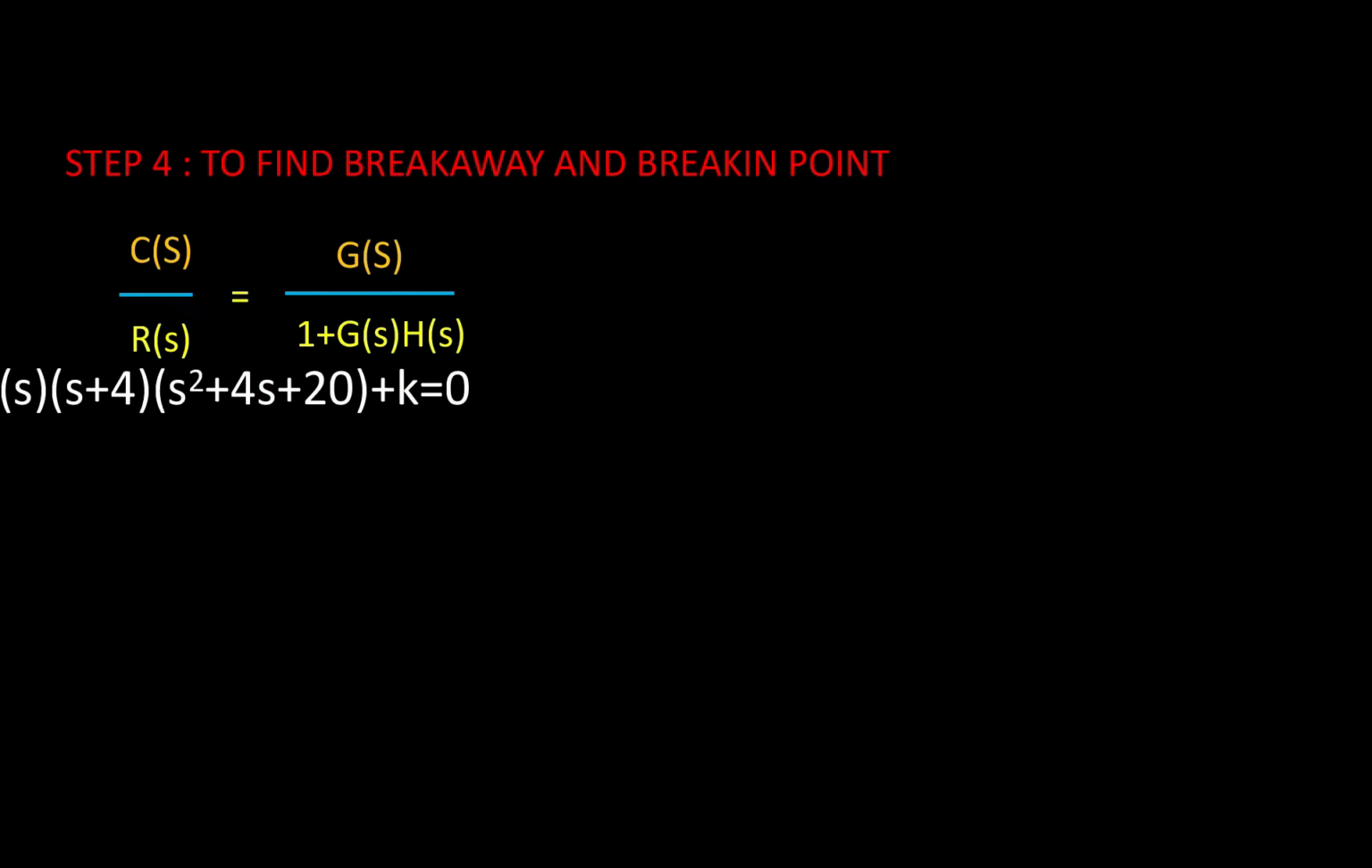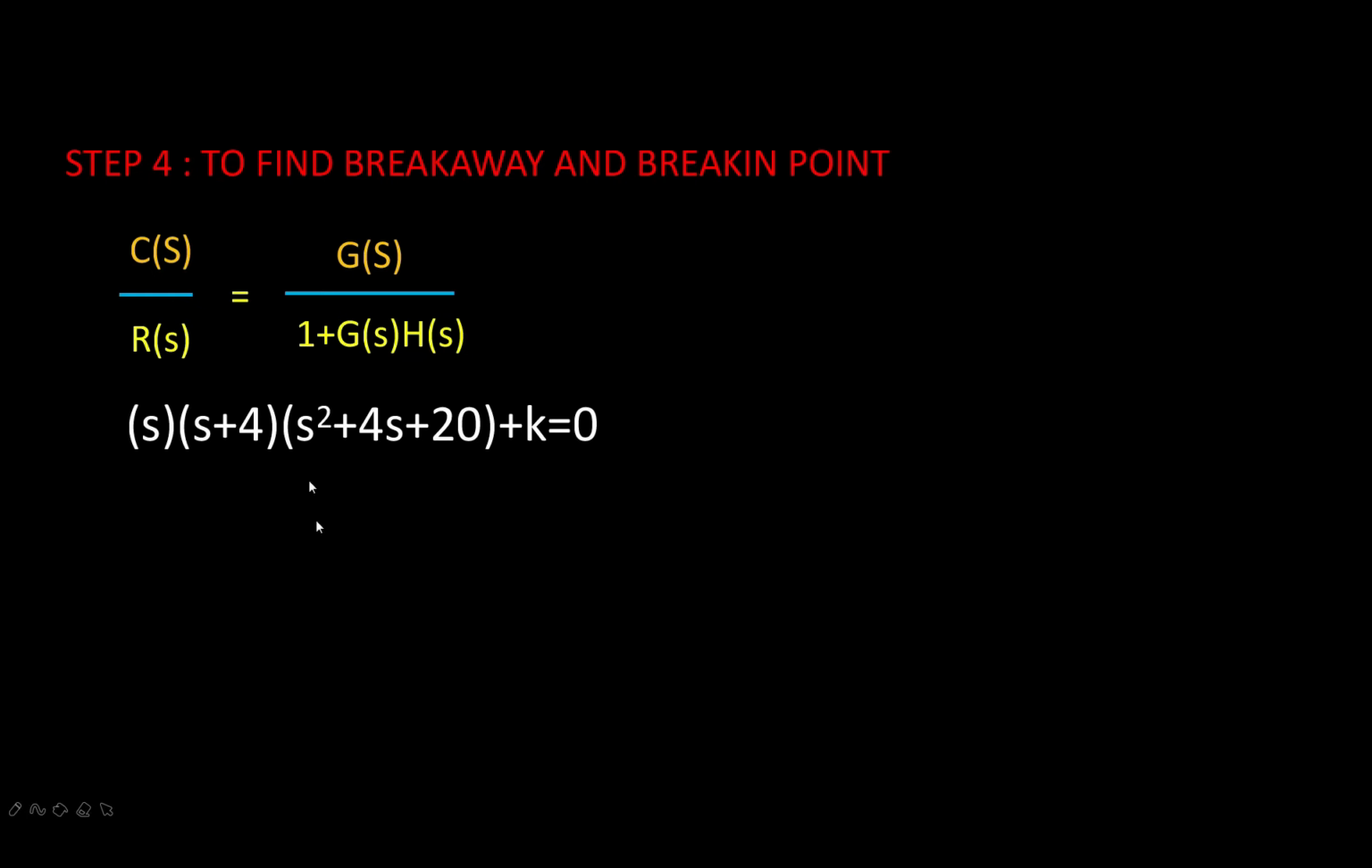So we'll proceed in the same manner. We'll see the closed loop transfer function, G(s) divided by 1 plus G(s) H(s). Already we know how to find the characteristic equation. So G(s) H(s) is given, and on simplification we get this. Multiplying, we will get s power 4 plus 8s cube plus 36s square plus 80s plus k equal to 0. Find out what k is from this.